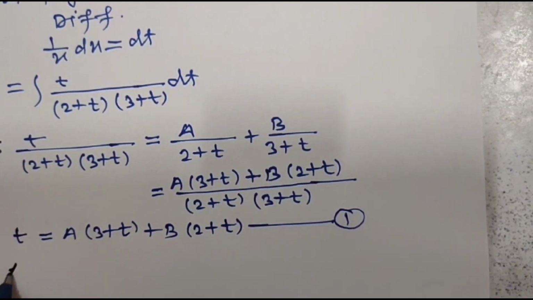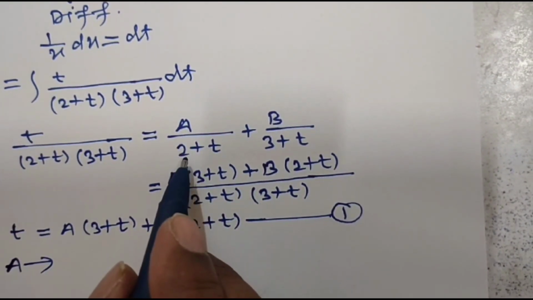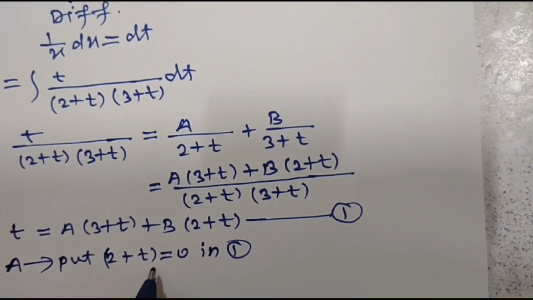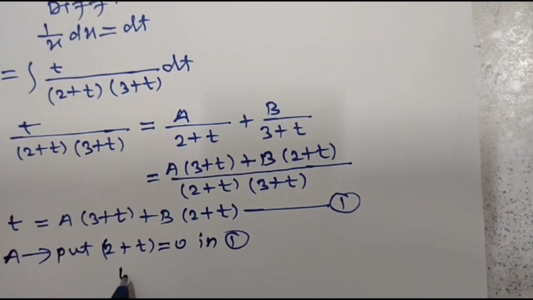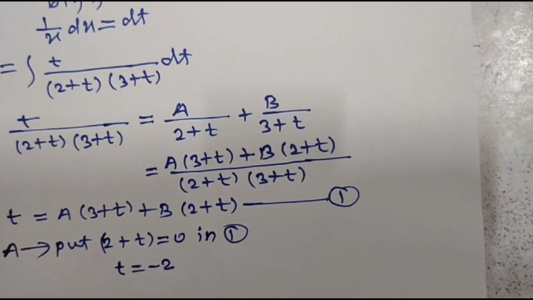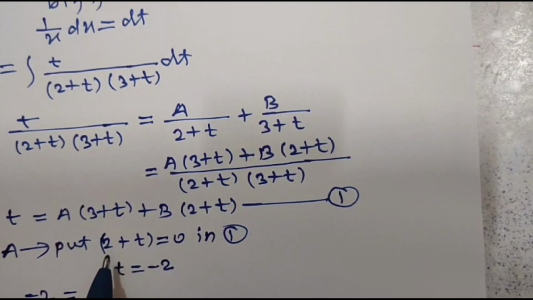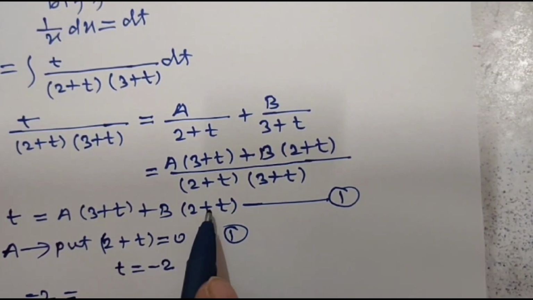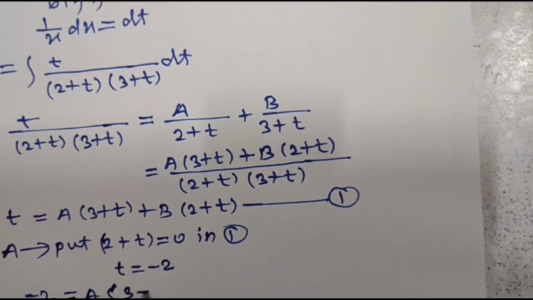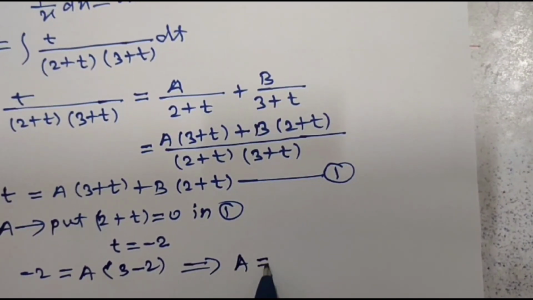To find A, what we have to do? Put the denominator of A equal to 0. Put 2 plus t is equal to 0 in 1. We are considering 2 plus t equal to 0, means we are substituting t is equal to minus 2 in equation 1. So replace t by minus 2 on the left hand side, and on the right hand side 2 plus t is equal to 0 means the second term becomes 0, remains only the first term. A into 3, t is minus 2, 3 minus 2. 3 minus 2 is 1. This implies A is equal to minus 2. This is the value of arbitrary constant A.